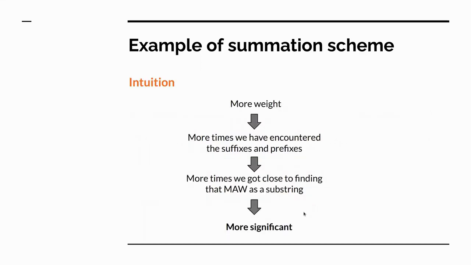The intuition is that if the weight is larger, that means we have encountered the suffix and prefix more times. That means we got close to finding that MAW as a substring in that sequence, which might indicate that that MAW is more significant than the other MAWs.